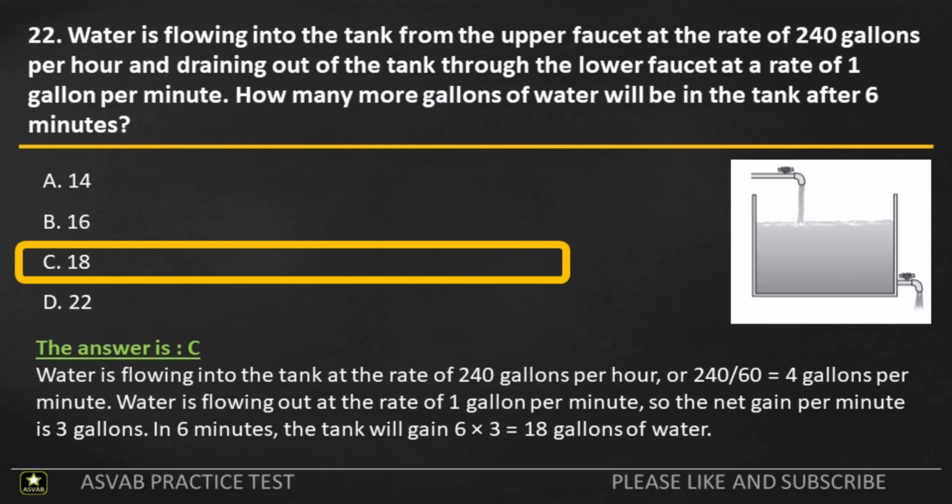Water is flowing into the tank at the rate of 240 gallons per hour, or 240 divided by 60 equals 4 gallons per minute. Water is flowing out at the rate of 1 gallon per minute, so the net gain per minute is 3 gallons. In 6 minutes, the tank will gain 6 times 3 equals 18 gallons of water.